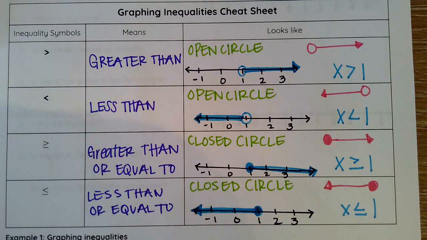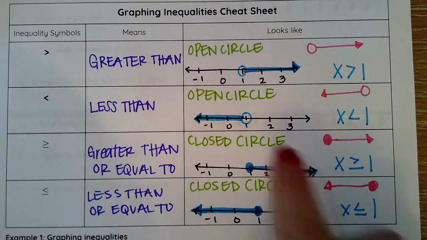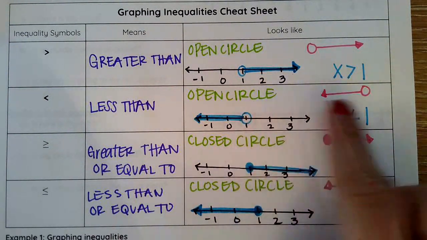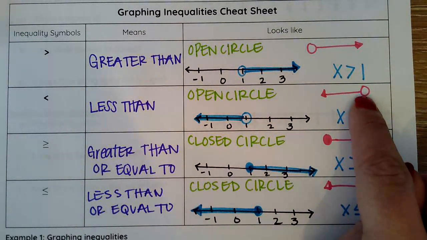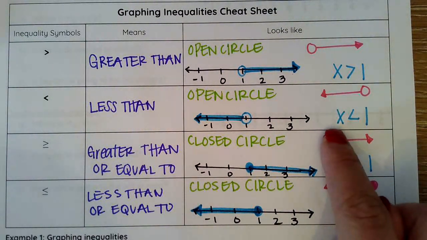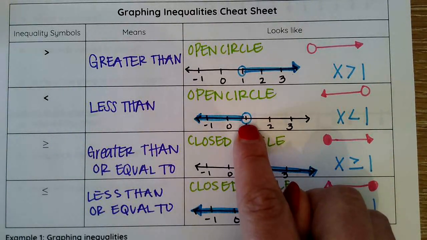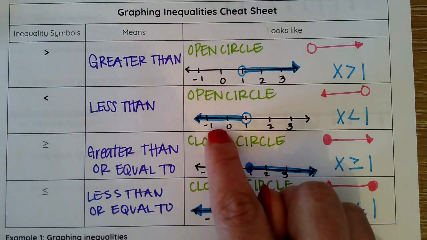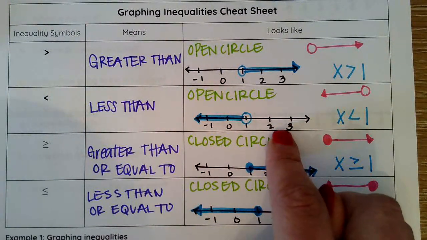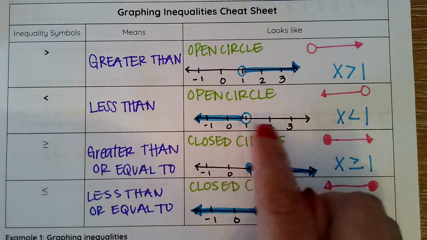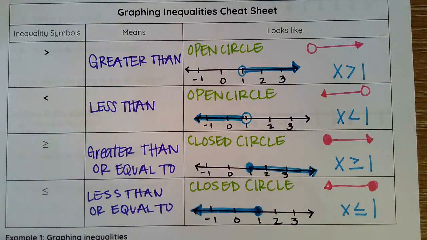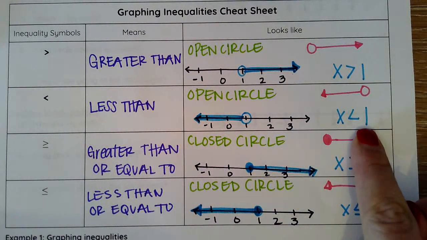For less than, we also have an open circle. This time, however, our arrow is going to go to the left. In the example, x is less than 1. Once again, 1 is not part of our solution set. 1 will not make our inequality true, so we leave an open circle. I can determine which direction my arrow goes based on the numbers, again, directly to either side of the start of my solution set.